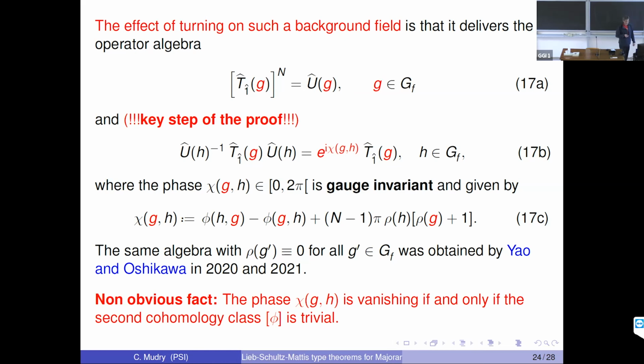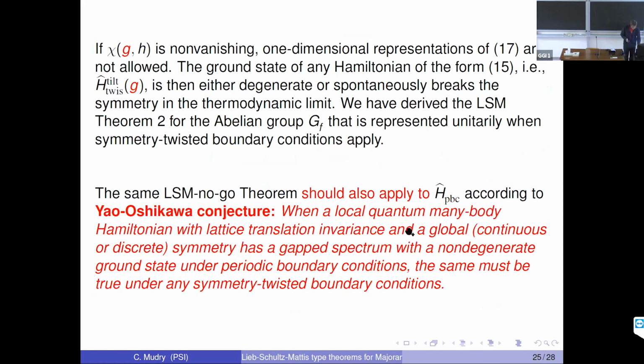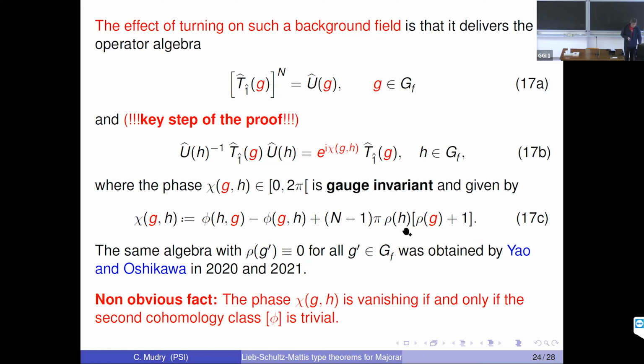H for any pair G and H, I find a phase chi. Now this phase chi is related to the phase phi that defines the projective representation, plus the effect of fermionic grading in my Fock space. So this equation 17c reduces to the results of Yao and Oshikawa that applies to bosons, to spin systems. So this term is gone, but the difference with our calculation is that we deal with Majoranas and we have this extra term. Now this phase chi is gauge invariant under the gauge transformation that I defined previously.